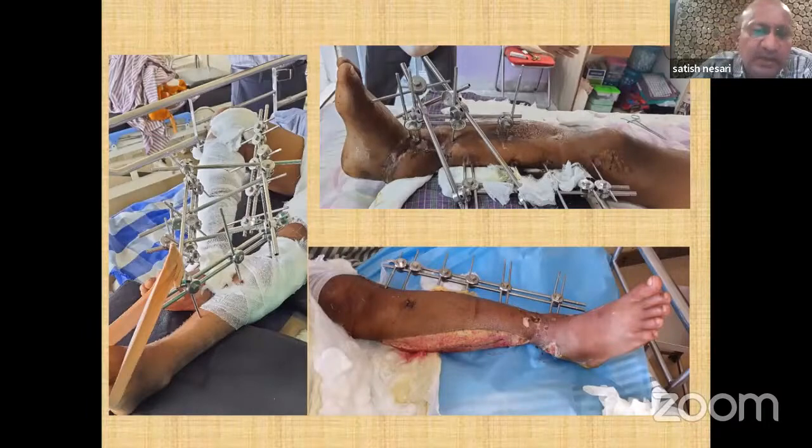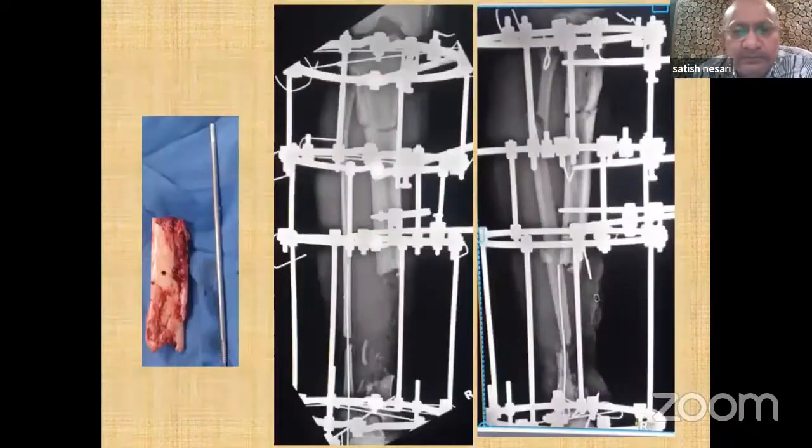So a cross leg flap, something like this, with both legs in this position for 6 weeks to 2 months, is a torture, mental torture to the patient. With this treatment, the patient went into severe depression and became addicted to drugs. He is also a known case of hypothyroidism. So there were so many multiple factors involved.